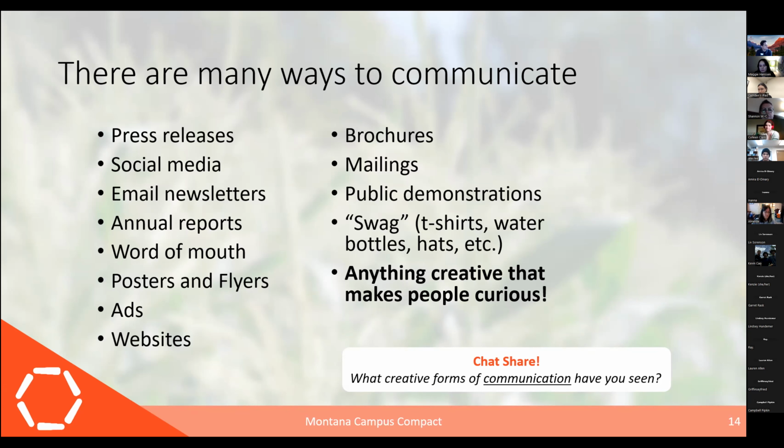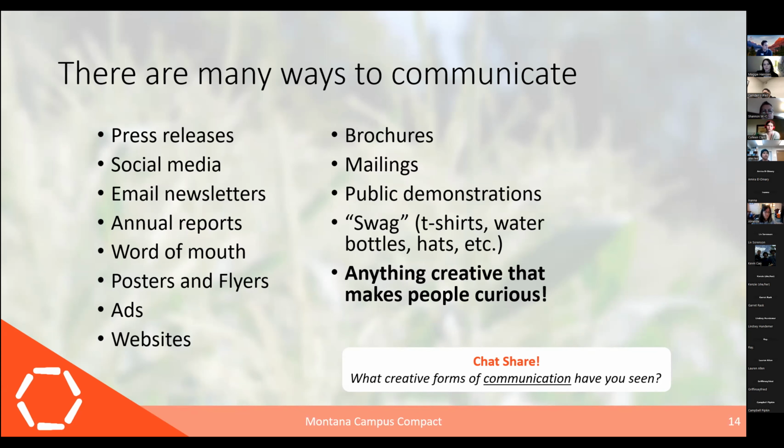Posters and flyers, kind of the physical media stuff. Ads, that can be physical, but it can also be typically digital. Websites is a big one. You want to be able to host stuff on a website. You don't necessarily want to update it as much as maybe social media. Brochures are a great way if you are doing a lot of travel, I would say, if you're going out to different service sites to share the work that you're doing. Mailings are becoming less important these days, but still a valid form of communication.